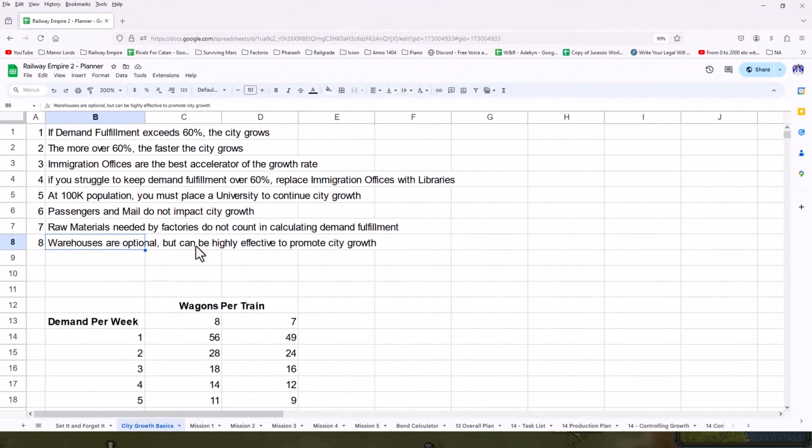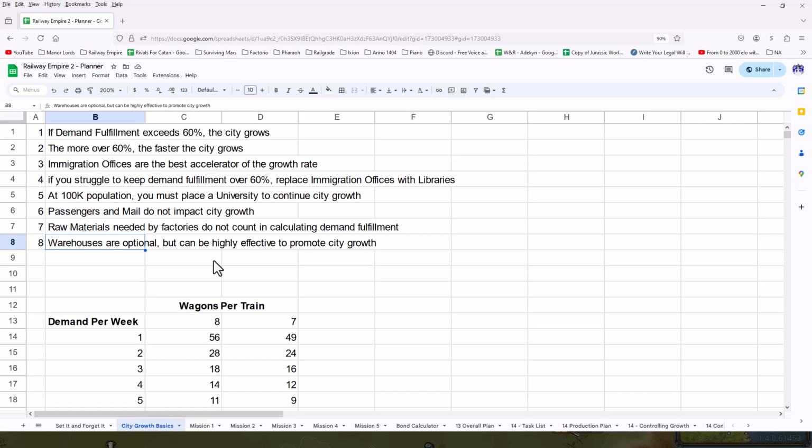Okay, so there are basic ideas, and I'm going to assume you already know how to look up the demand fulfillment of a city. If demand fulfillment exceeds 60%, the city grows. The more over 60%, the faster the city grows. So 80% demand fulfillment grows faster than 65% demand fulfillment. Immigration offices are the best accelerator of that growth rate. If you struggle to keep demand fulfillment over 60%, replace those immigration offices with libraries to give you that 10% fulfillment to help you get over that 60%.